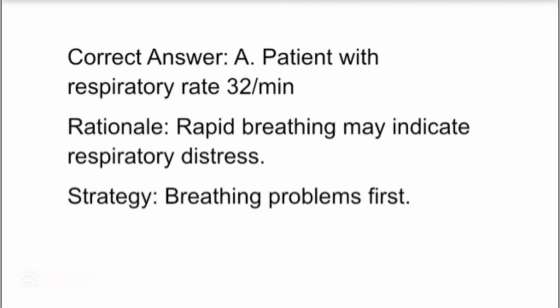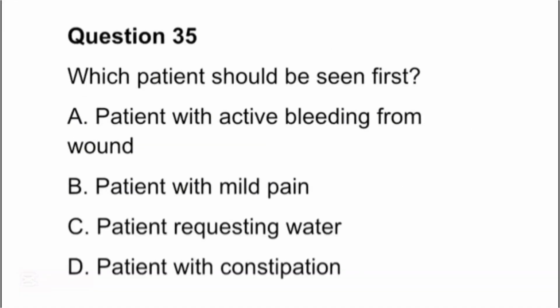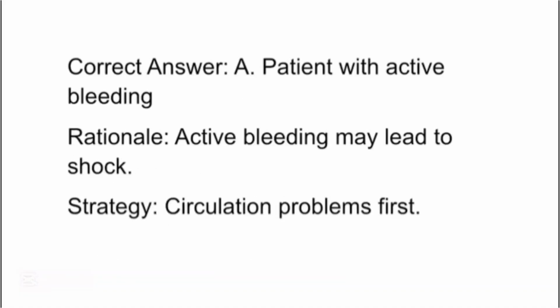Strategy: breathing problems first. Question 35. Which patient should be seen first? A. Patient with active bleeding from wound. B. Patient with mild pain. C. Patient requesting water. D. Patient with constipation. Correct answer: A. Patient with active bleeding. Rationale: active bleeding may lead to shock.